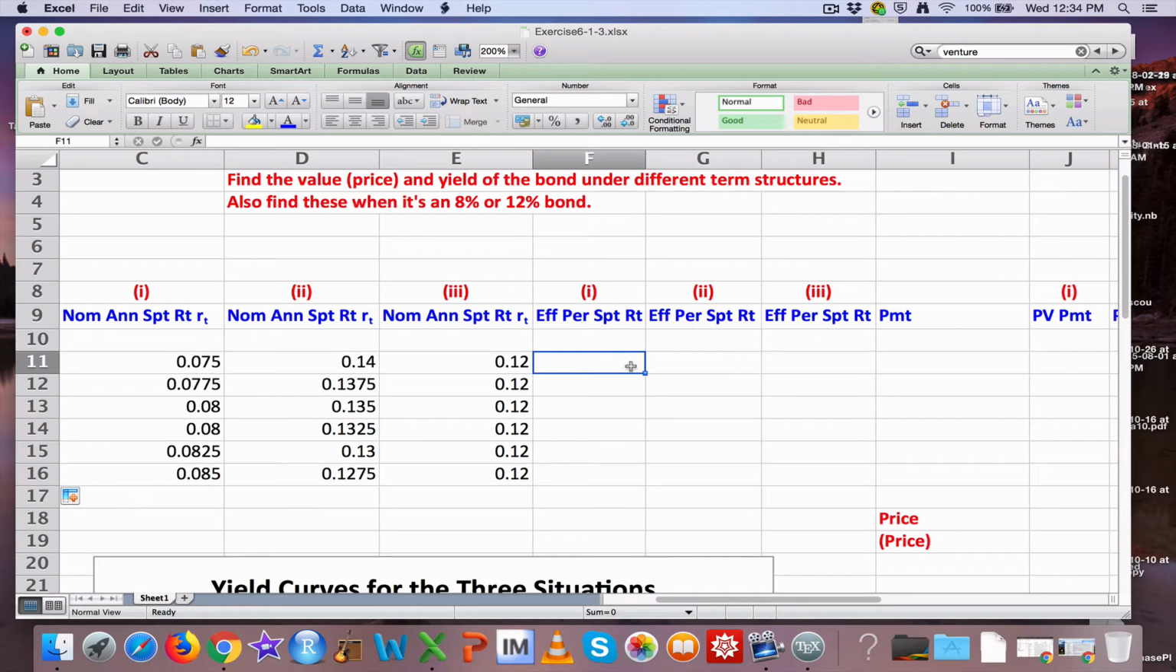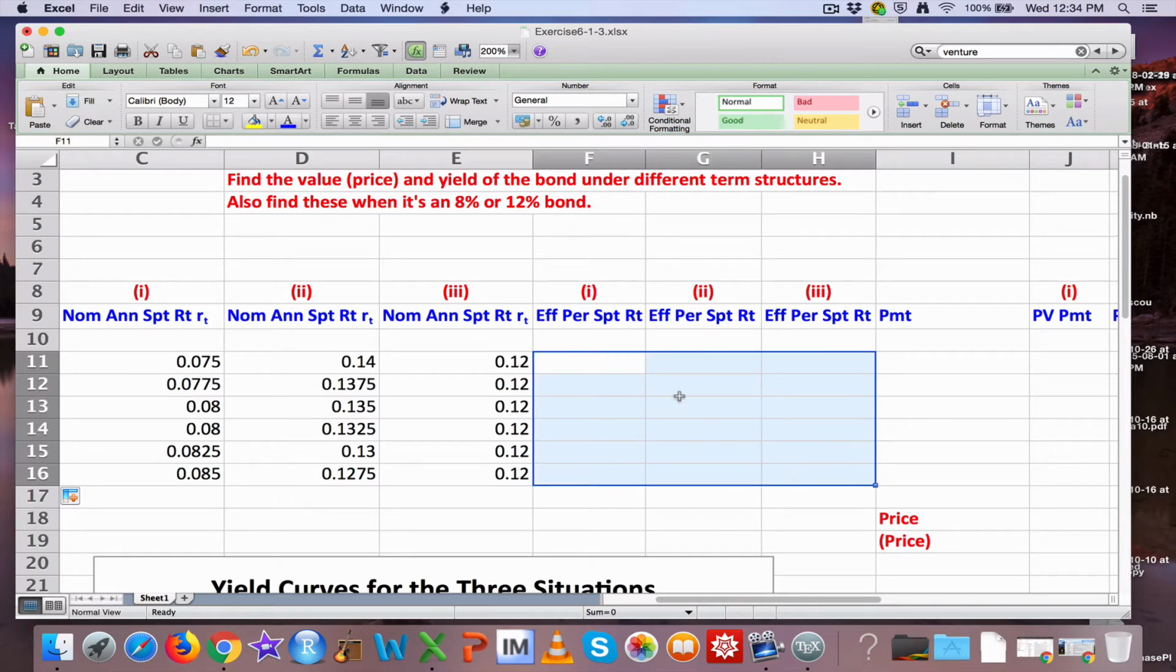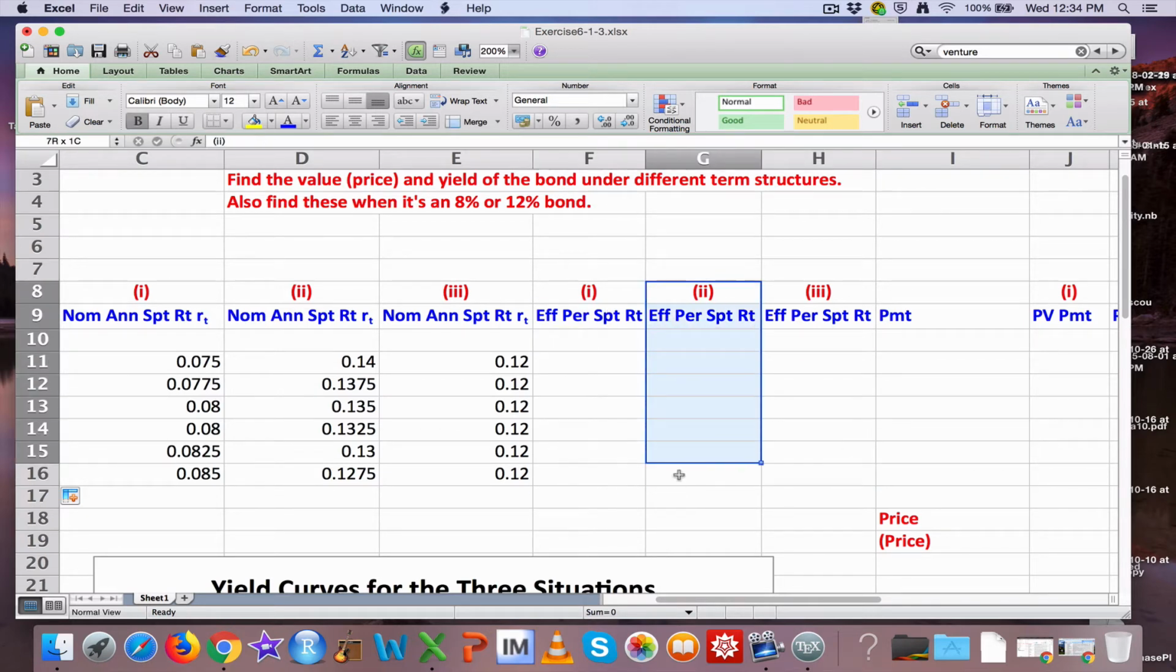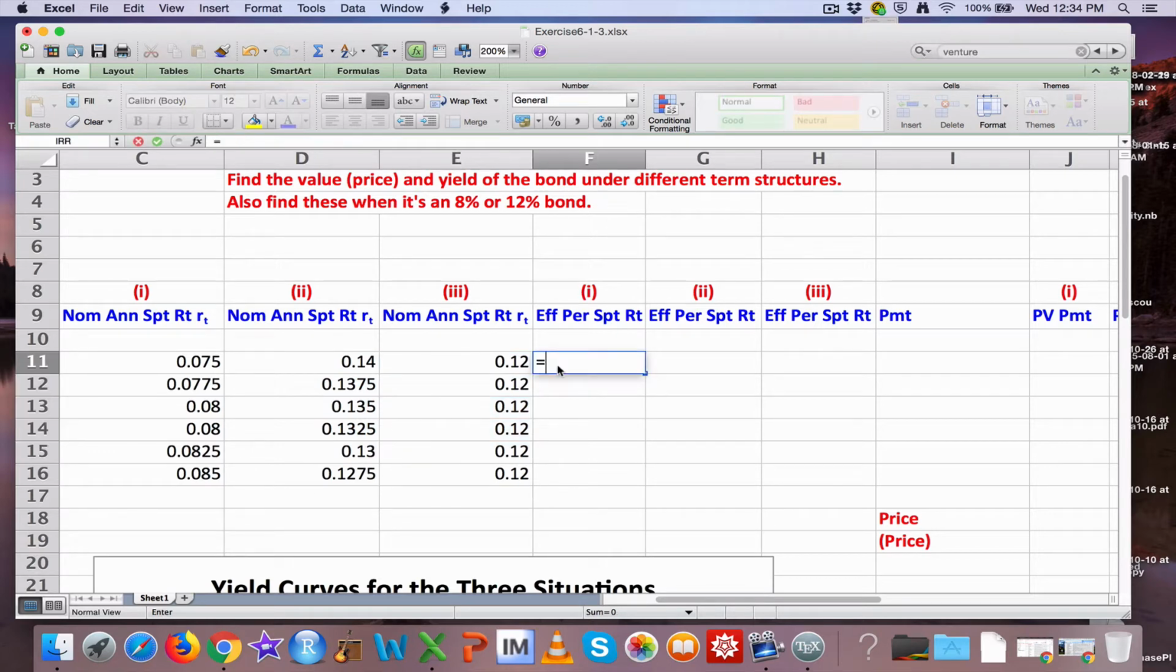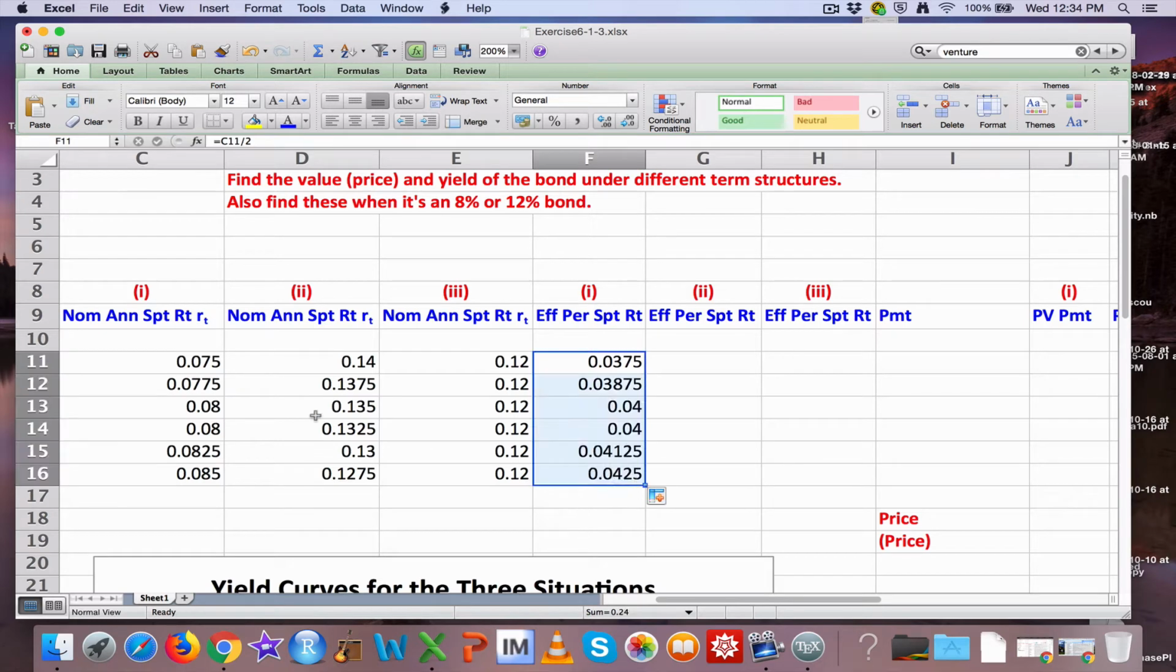Now I want to fill in these effective spot rates in each of the 3 term structures. Term structure 1, 2, and 3. Take all of these numbers and divide them by 2. I can do that with the formula and copying and pasting as before. For example, here in cell F11, I can do equals C11 divided by 2. If I copy and paste that downward, it'll keep the C fixed and change the 11 to a 12, then a 13, etc. And will then therefore take all those numbers in column C and divide them by 2.